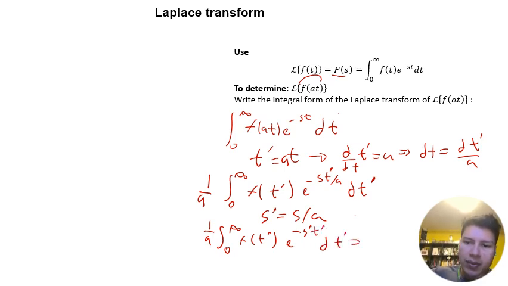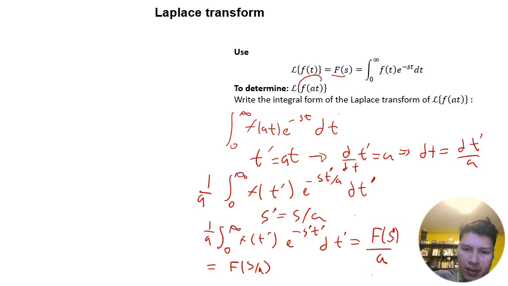So this is just equal to 1 over a times F of s prime, and the more important thing is actually that this is just 1 over a times F of s over a.